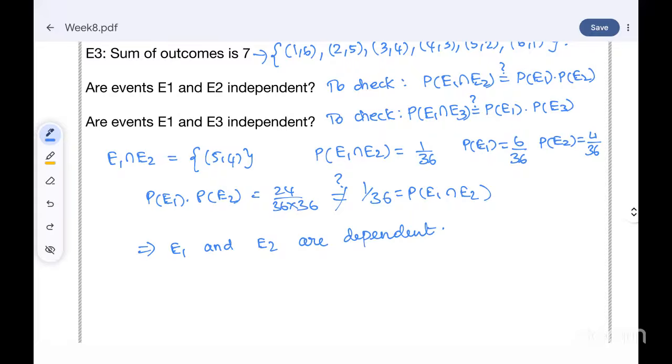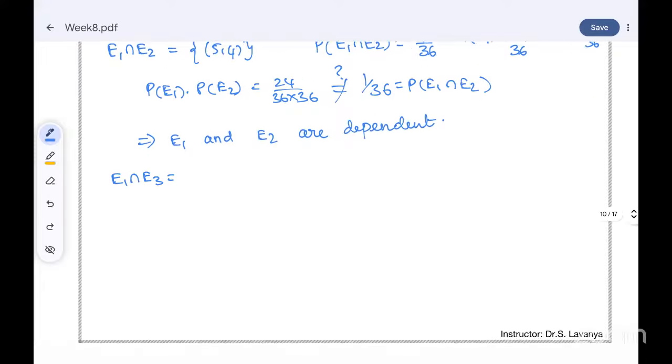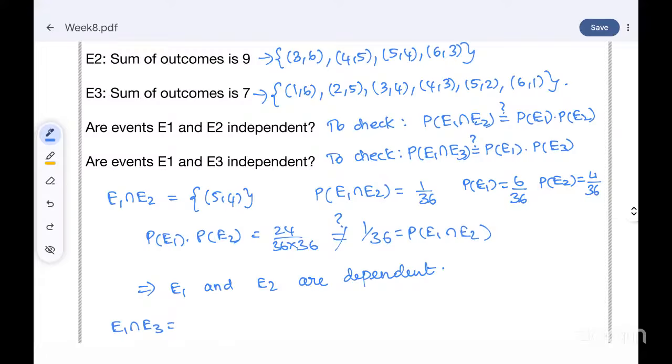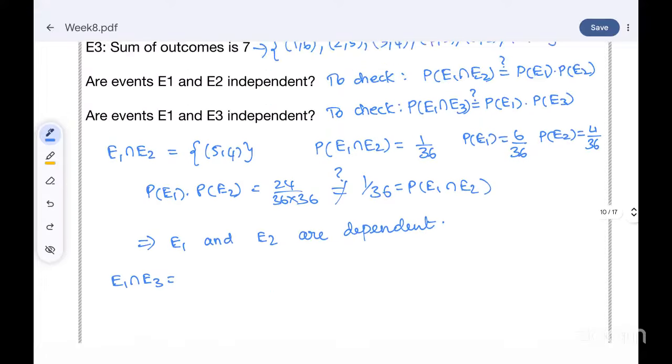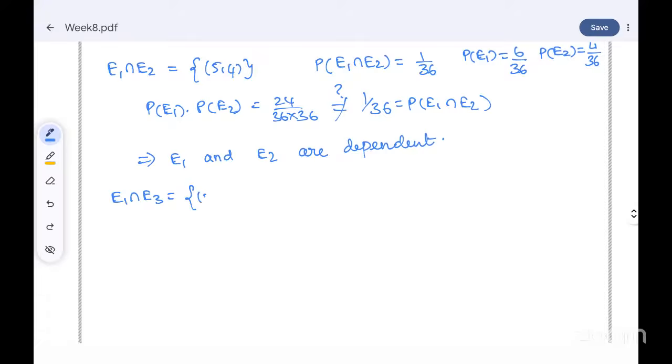Okay, so let's look at the next case. Now E1 and E3 are independent? They are asking whether they are independent. So again, the same process we have to do. Here, what are the entries in E1 intersection E3? Only (5, 2).